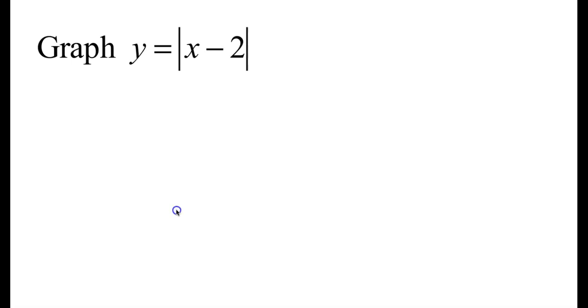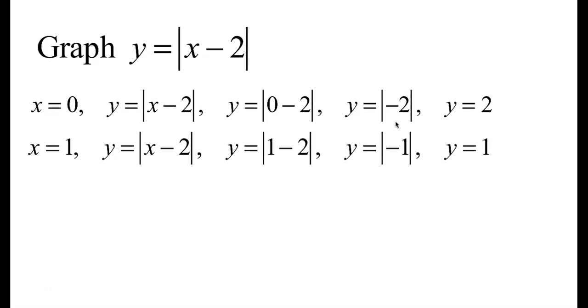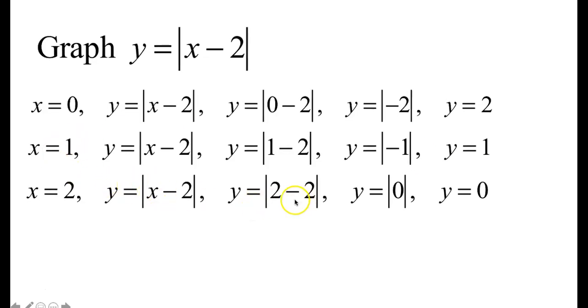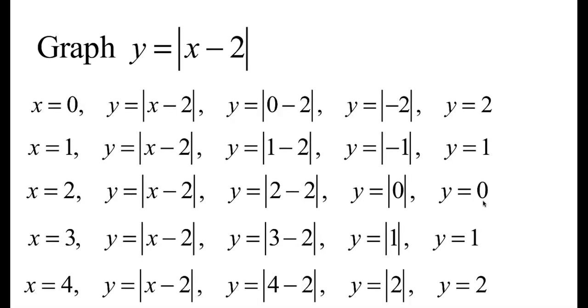So we're going to choose some values here. Let me first choose x equals 0. Plugging in the 0 for x, absolute value of 0 minus 2. So y is absolute value of negative 2, which gives me positive 2. If x is 1, plugging in the 1 for x, I get absolute value of 1 minus 2. So y is absolute value of negative 1, which is positive 1. Plugging in 2, y is absolute value of 2 minus 2, y is absolute value of 0, which is just 0. Plugging in 3, absolute value of 3 minus 2, absolute value of 1 is positive 1. And plugging in 4, y is absolute value of 4 minus 2, y is absolute value of 2, y is 2.